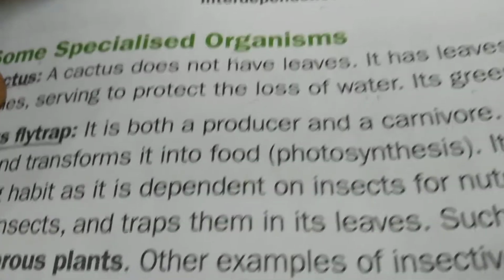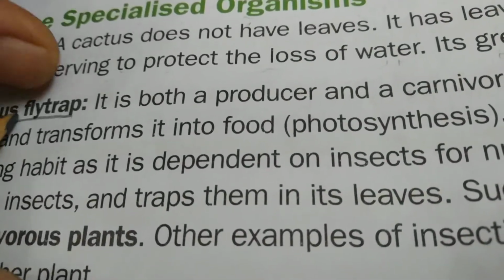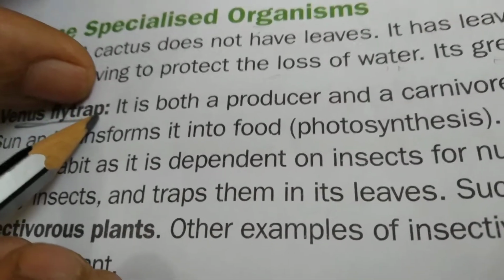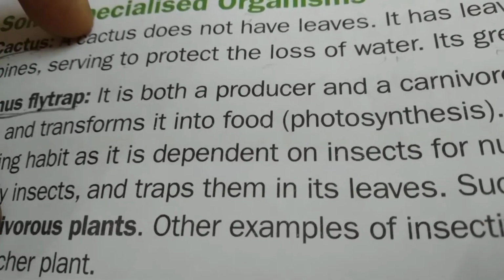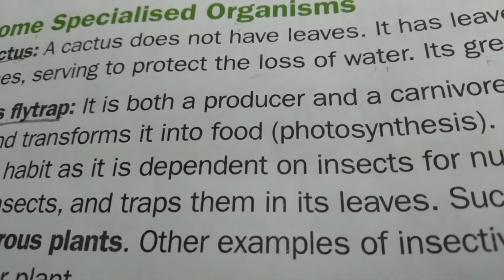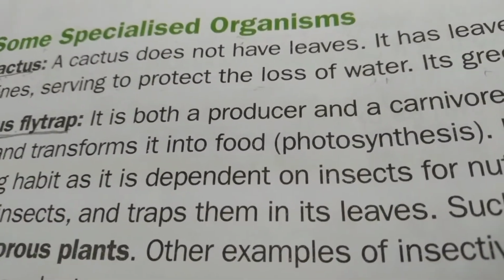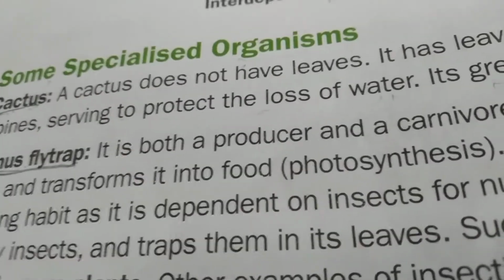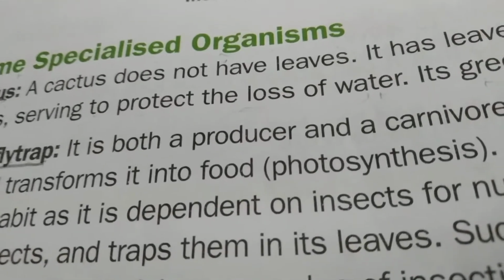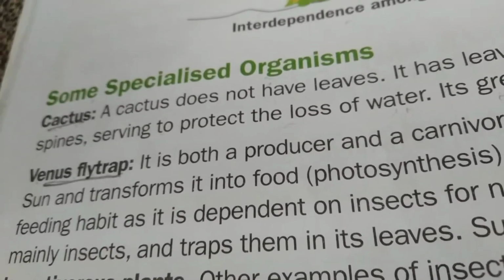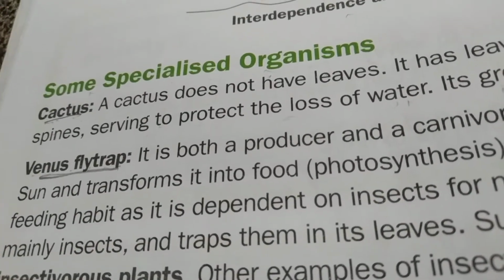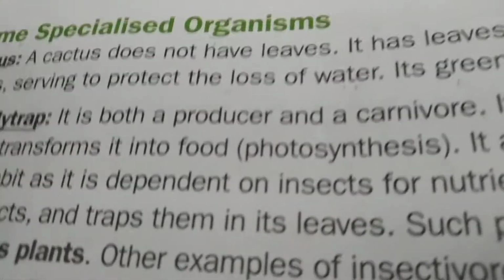What is the spelling of Venus flytrap? Venus flytrap. Children, you have seen the video. I have shown the insectivorous plants, how they trap insects when insects fall on those plants. Understood, children? That type of plant, which traps insects and prepares food for themselves, is called an insectivorous plant.